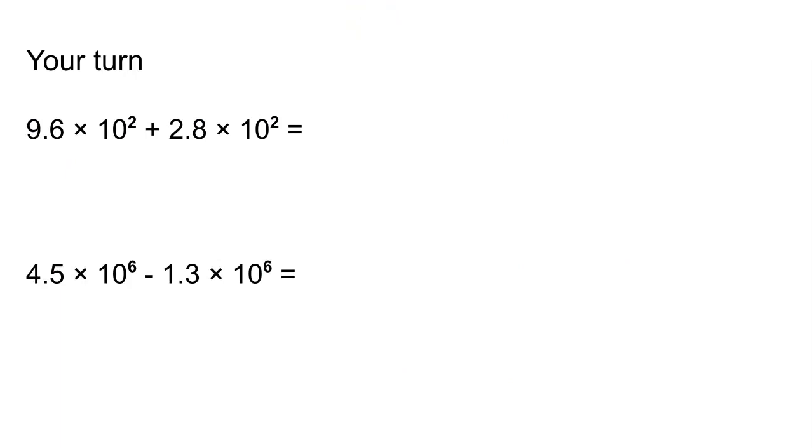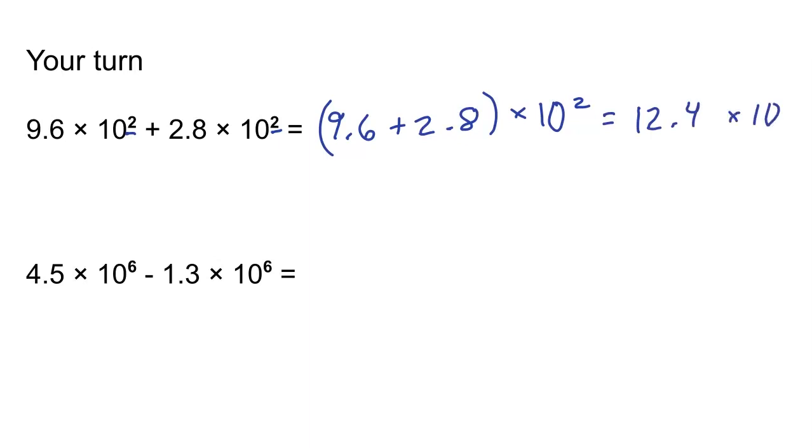Now it's your turn to practice. Pause the video and solve the problems. And when you found your answers, click play. Here you have 9.6 times 10 squared plus 2.8 times 10 squared. In this case, both numbers have the same exponent of 2, which means you can go ahead and add the coefficients, which gives you 9.6 plus 2.8 times 10 squared. And 9.6 plus 2.8 equals 12.4 times 10 squared.